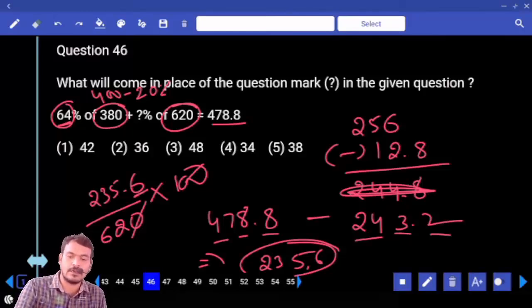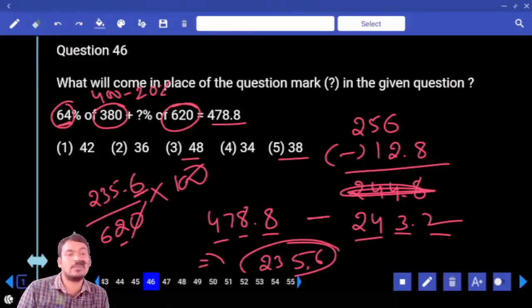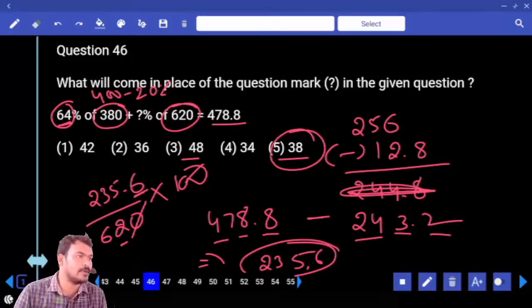Numerator 6, denominator units position 2, possibility either 3 or 8, but how many options are ending with 8? 2 options are there. 62 4 the how much? 248, means it is less than 2480 or not? Less than 2480. Then answer 38 times or 48 times? 38 times.